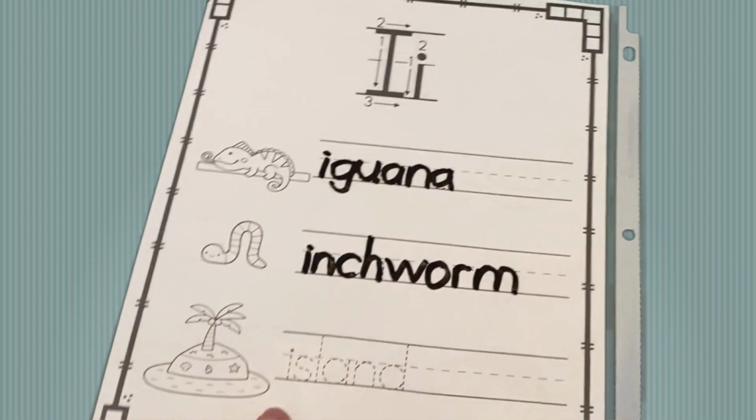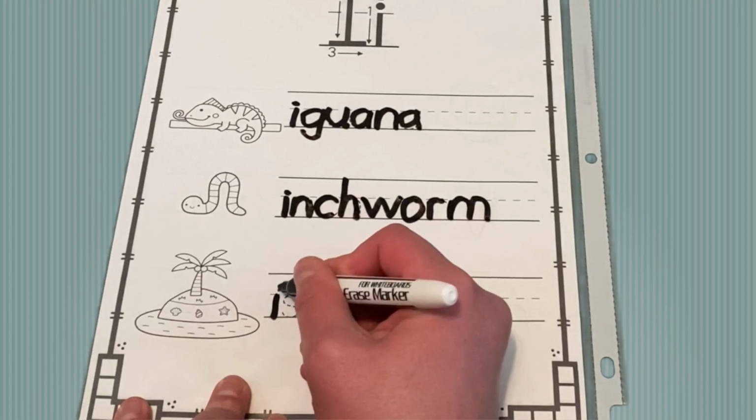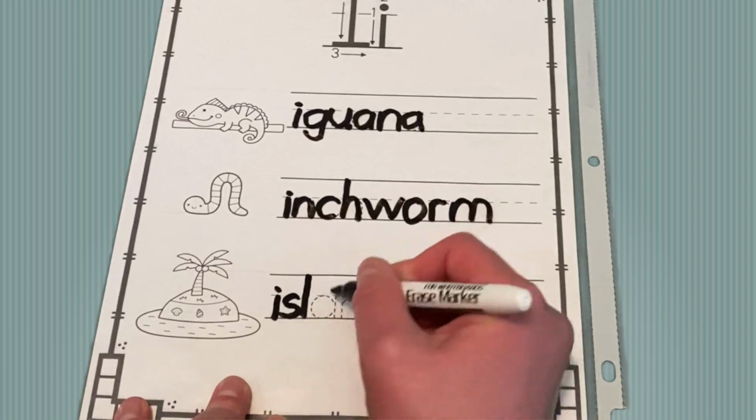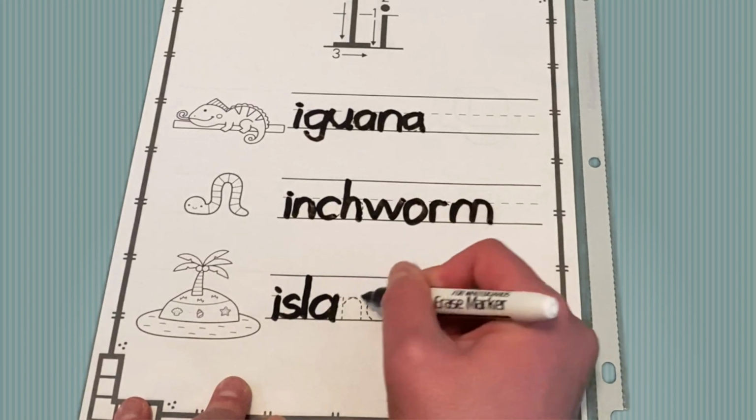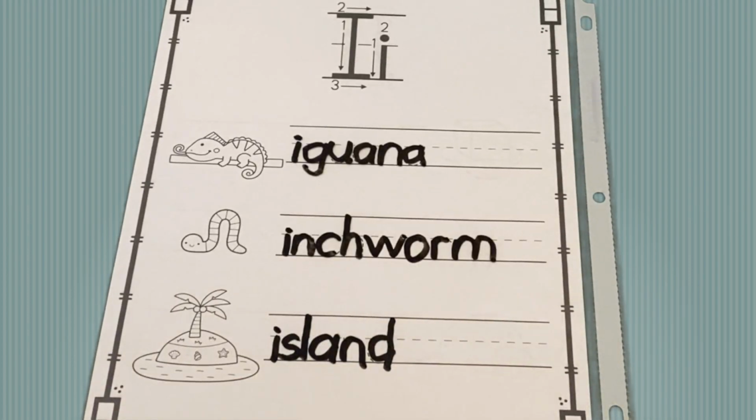All right, inchworm, I-N-C-H-W-O-R-M, inchworm. My last word we're going to write today is island, I-S-L-A-N-D. Great job learning about how to write the letter I with me today.